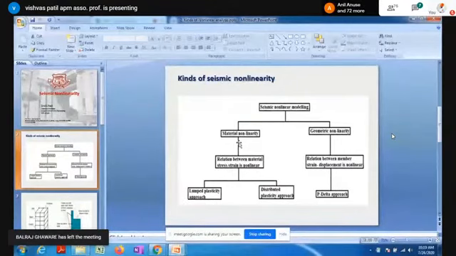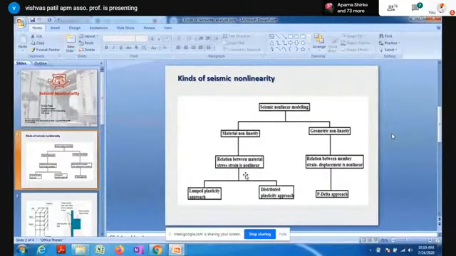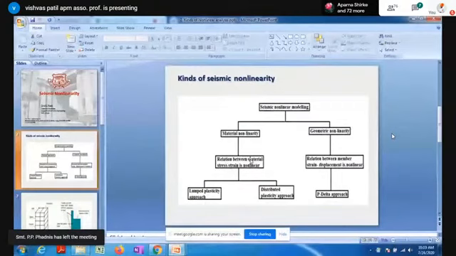Then how to assign this particular nonlinearity to the element, that is, a column or beam? There are two approaches. We can assign the material nonlinearity either by using the lumped plasticity approach, or by using the distributed plasticity approach. Both approaches are correct. The lumped plasticity approach is the simplest one, and this is the distributed one.